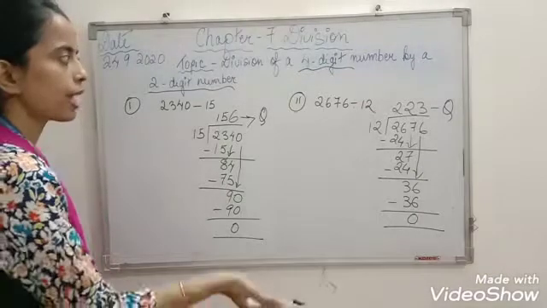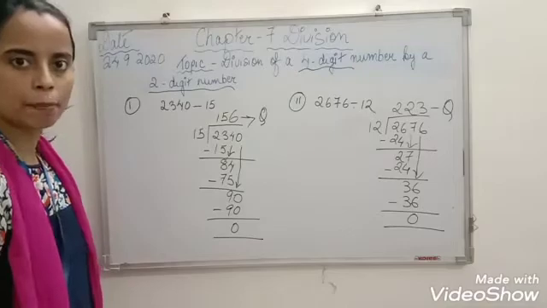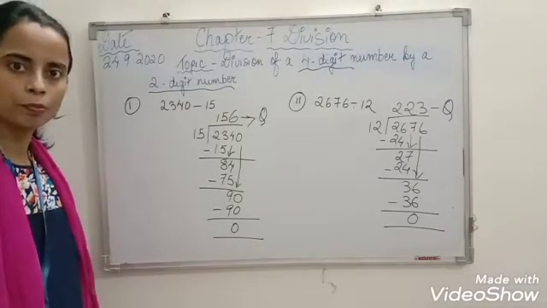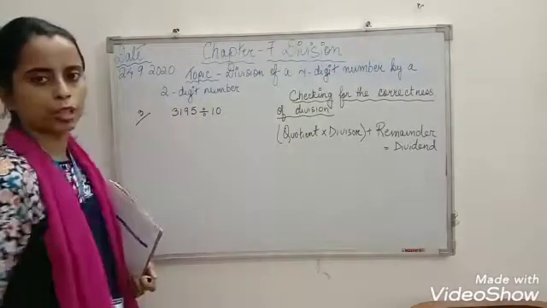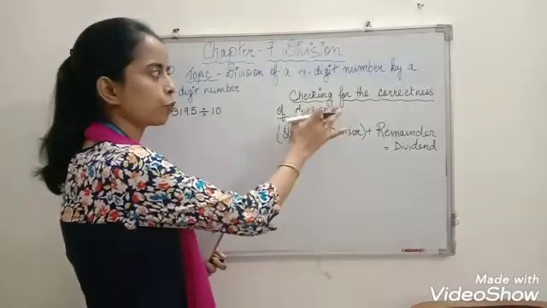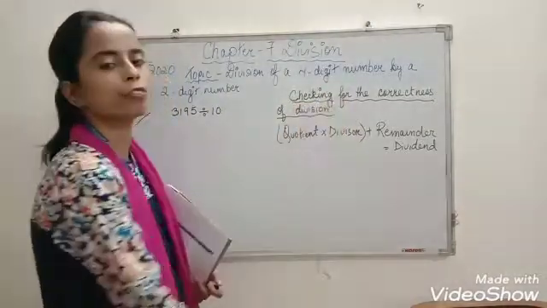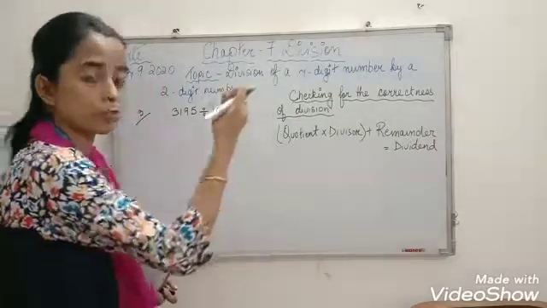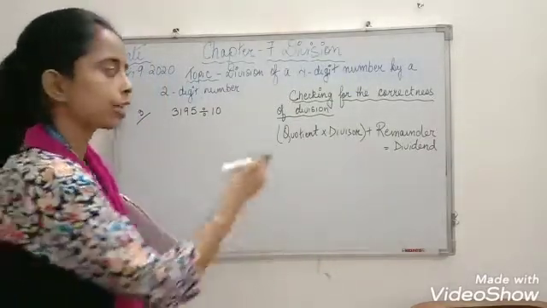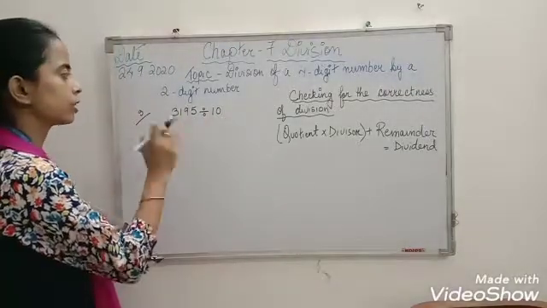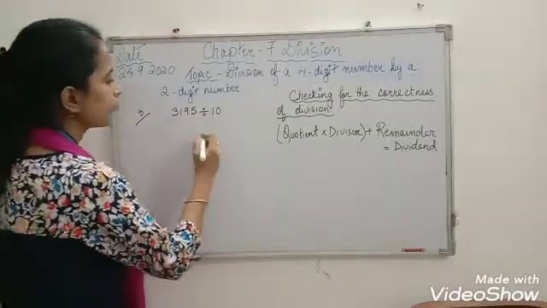Alright? So next take one more example, then we'll start the properties of division. Now children, example number 3. Along with example number 3, I'm going to show you how to check the correctness of division. There is a formula by which you can check whether your division is correct or not. That's what I'm going to explain to you. So let's first do example number 3.